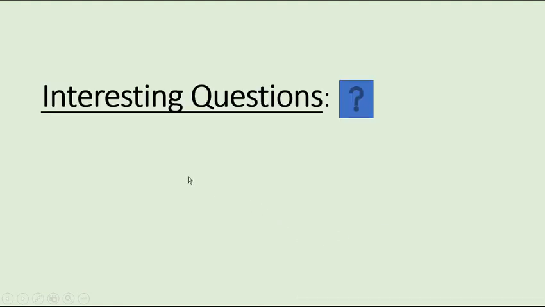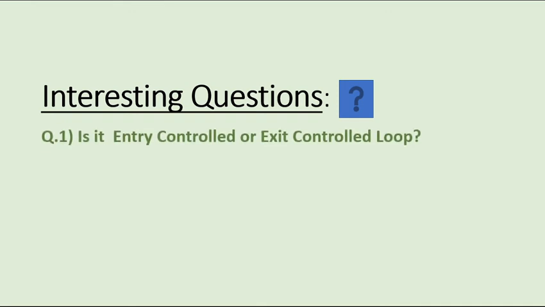So let us now recapitulate all the things and let us have a few interesting questions related to this for loop. Is it an entry controlled or exit controlled loop? Python checks at the starting only whether the value of i is till the last number. So in the starting only it is checking for the condition. So it is an entry controlled loop.